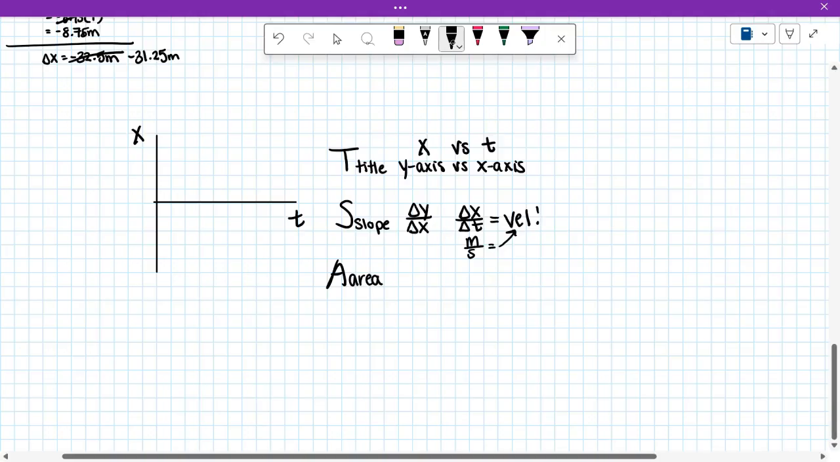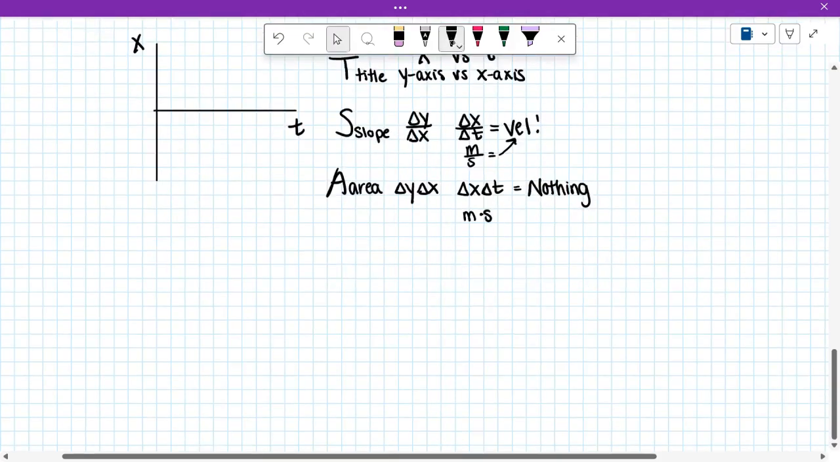And I can do A. A stands for area, which in general is a y-axis times an x-axis. So here, change in x times a change in time. That equation doesn't remind me of anything. The units would be a meter times a second, and that doesn't remind me of anything. So that tells me the area here means nothing.